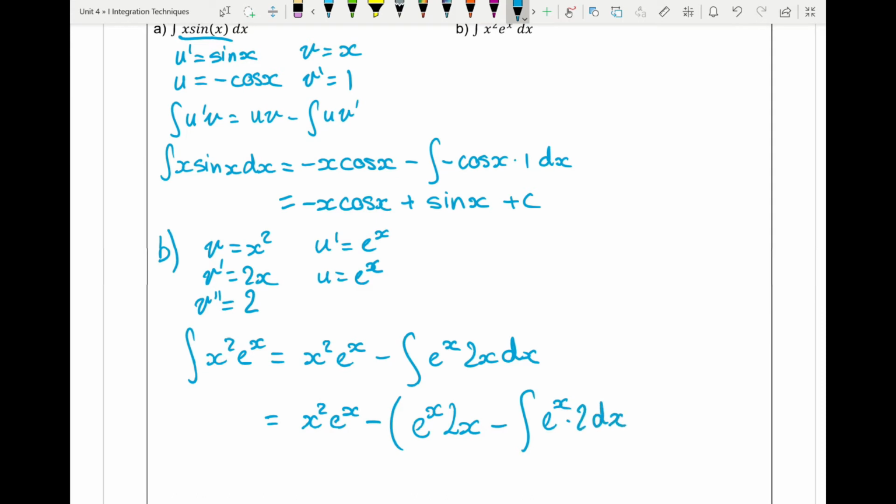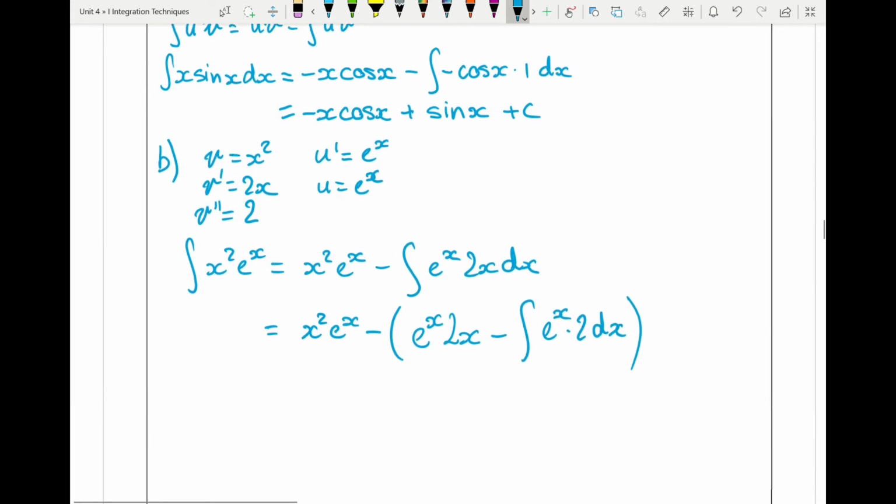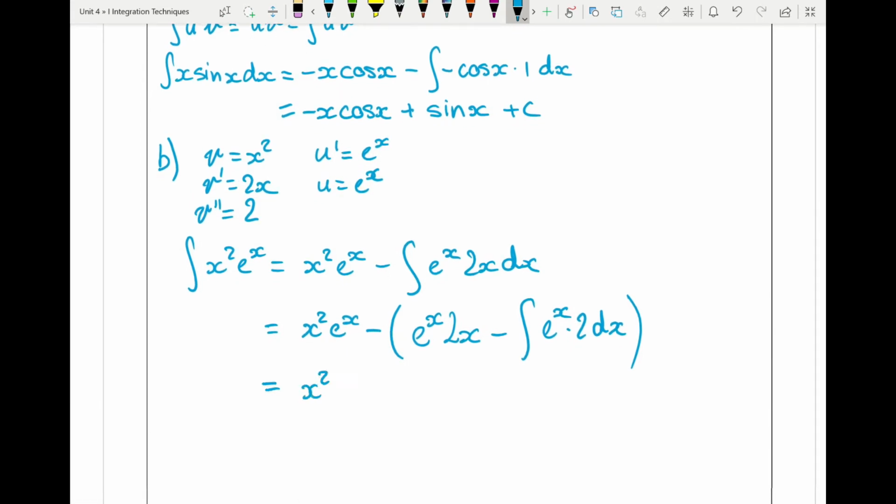Now, e to the x times 2 is much easier to integrate than what we started with. So what we get here is x squared e to the x take 2x e to the x, take 2e to the x plus c.